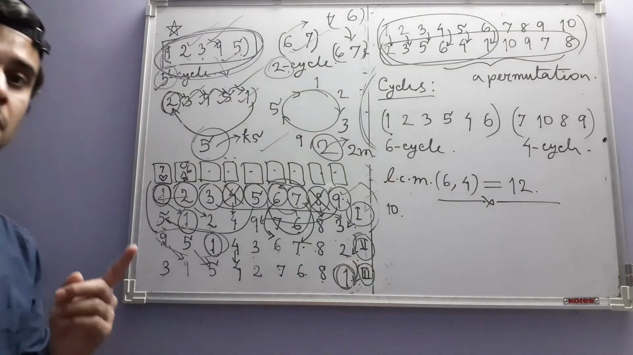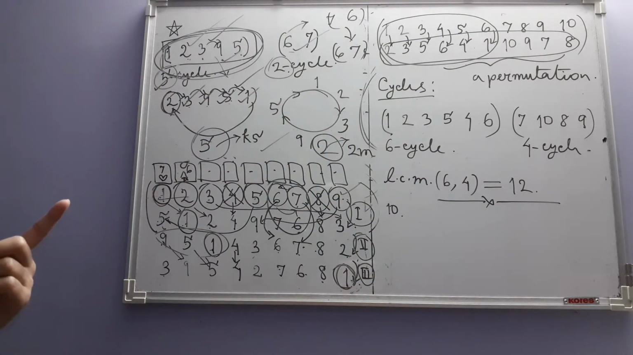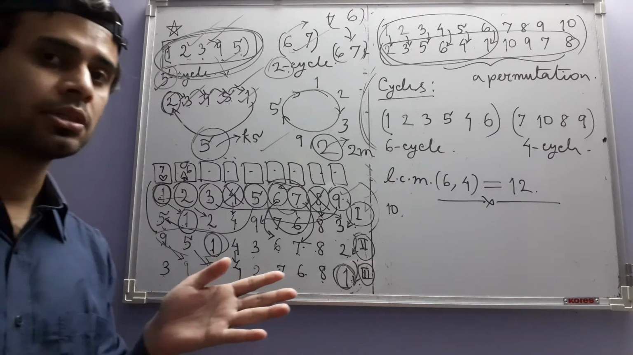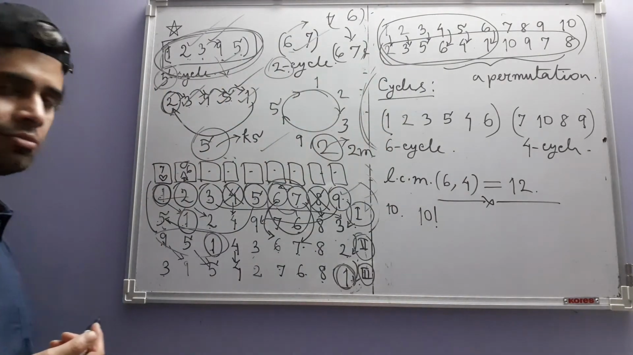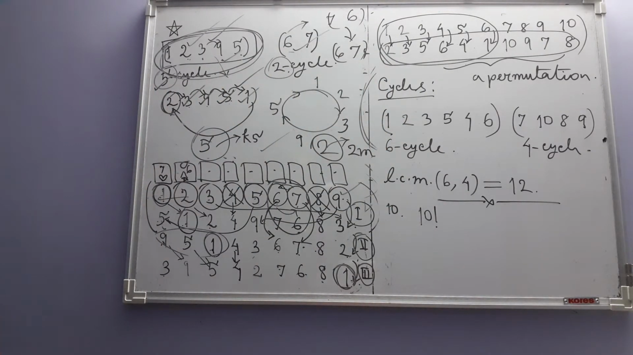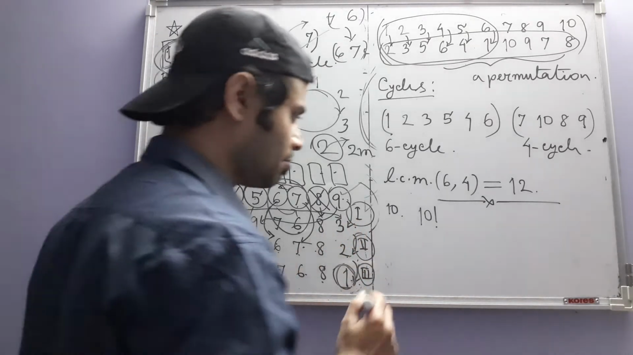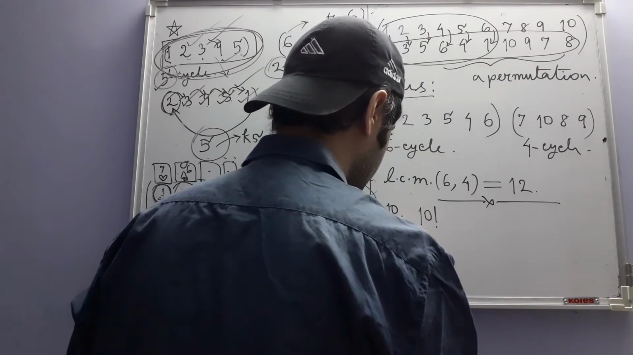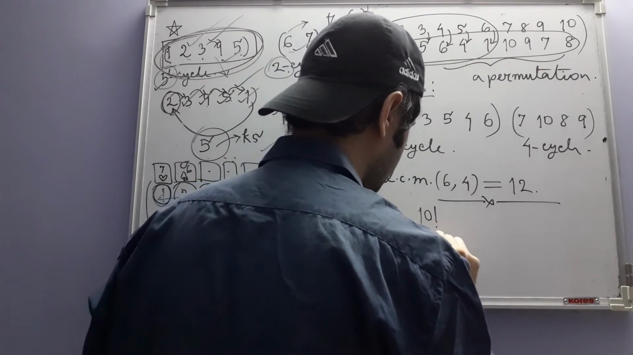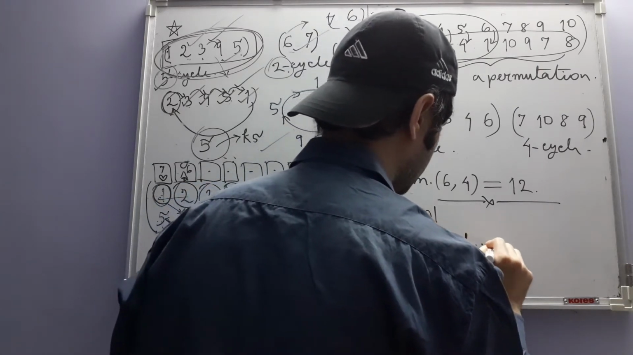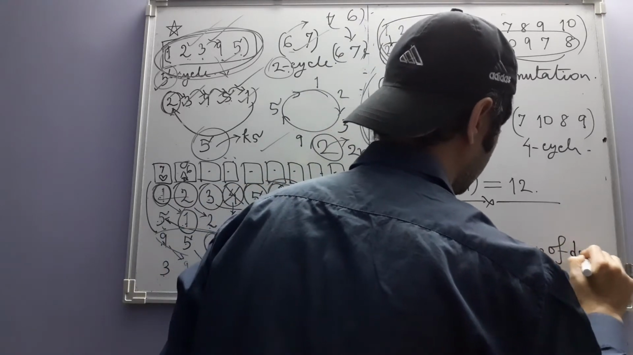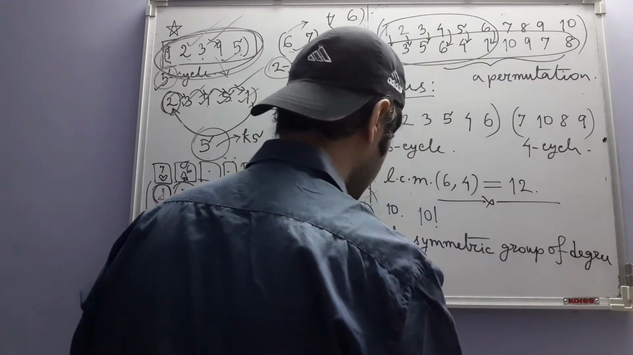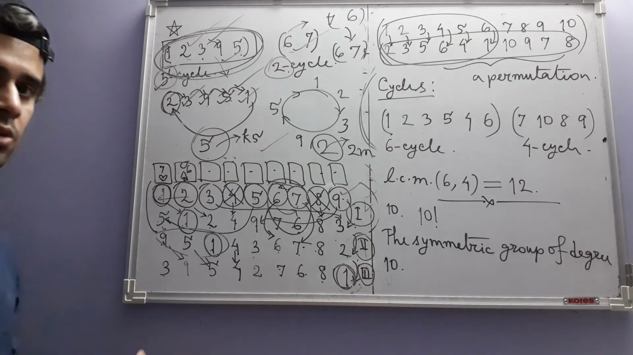By the way, how many distinct permutations are there for 10 objects if no repetition is allowed? We already know that it is 10 factorial. 10 factorial is a huge number. Nevertheless, we will have that many permutations. Those permutations form a mathematical structure called the symmetry group of degree 10. These things will come in future.